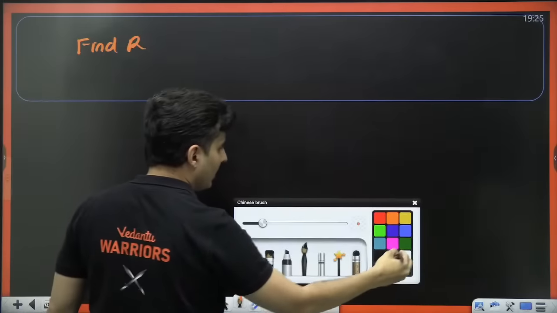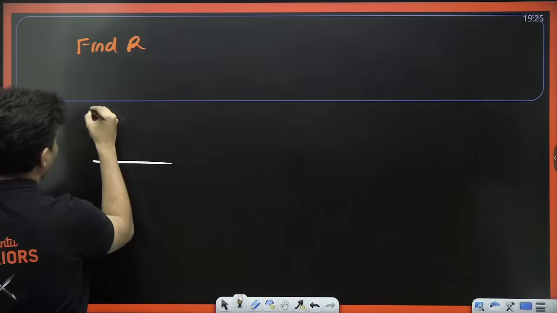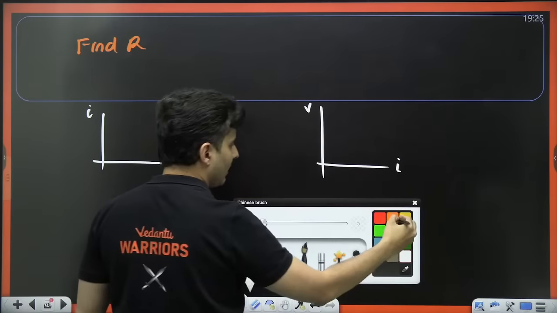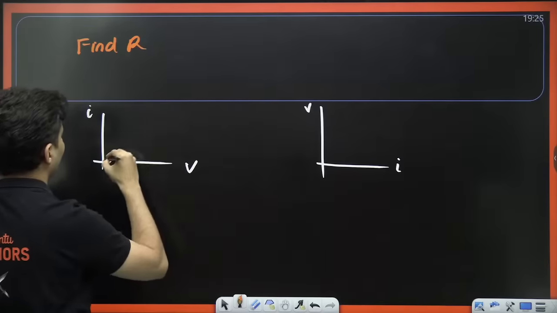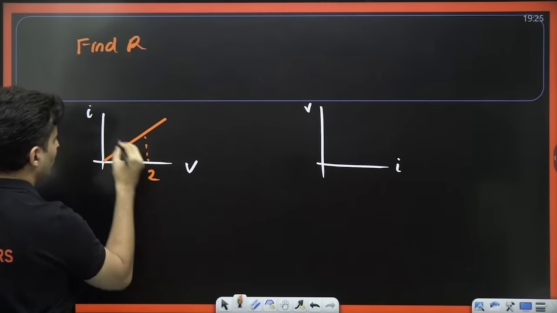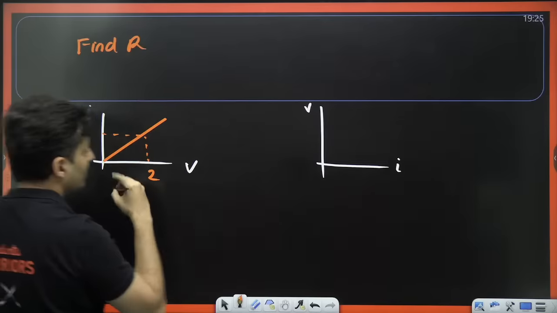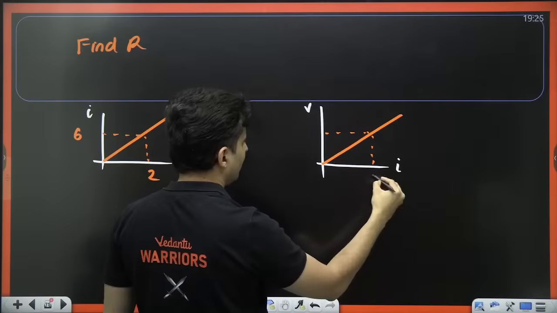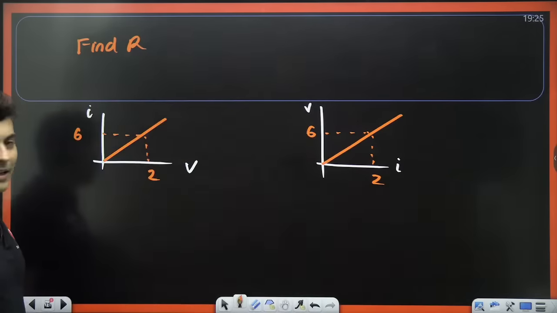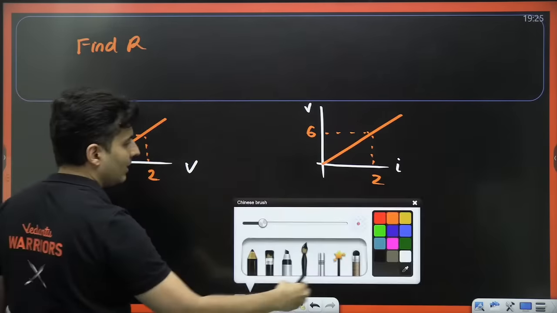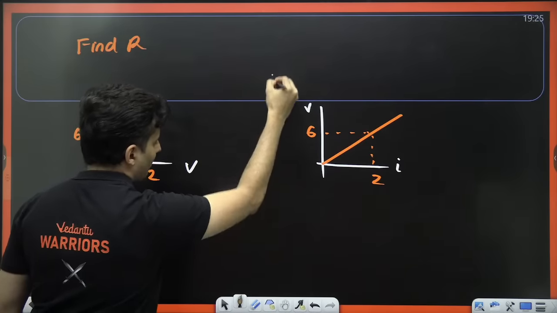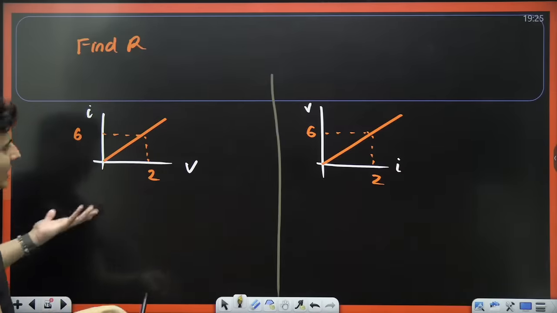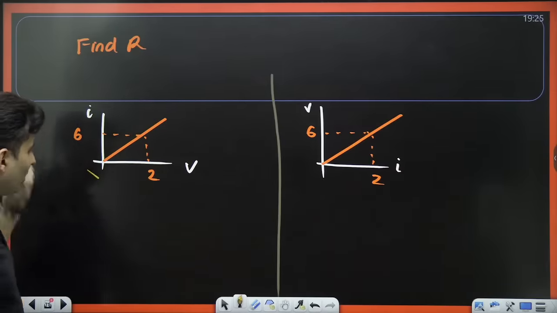So just to give you an example, the question will be: find the resistance, and you can have two kinds of graph. One is current versus voltage, one is voltage versus current. Let's say the graph looks something like this. This is 2, this is 6, this is 2, this is 6. In each case, can you find what is the resistance? All you need to do is check the slope, or just put V is equal to IR.